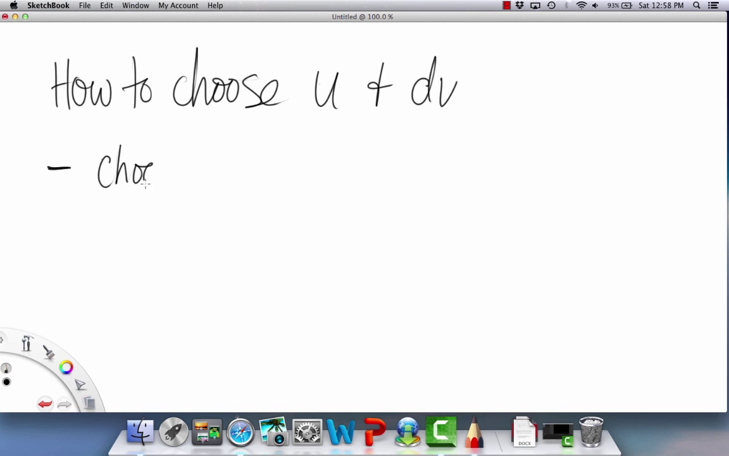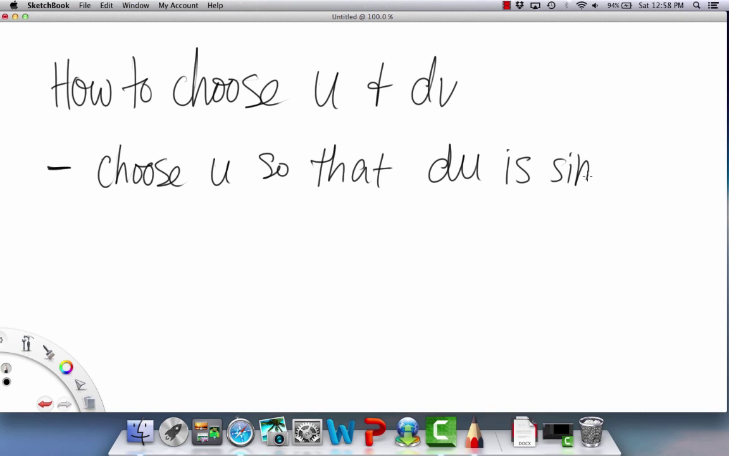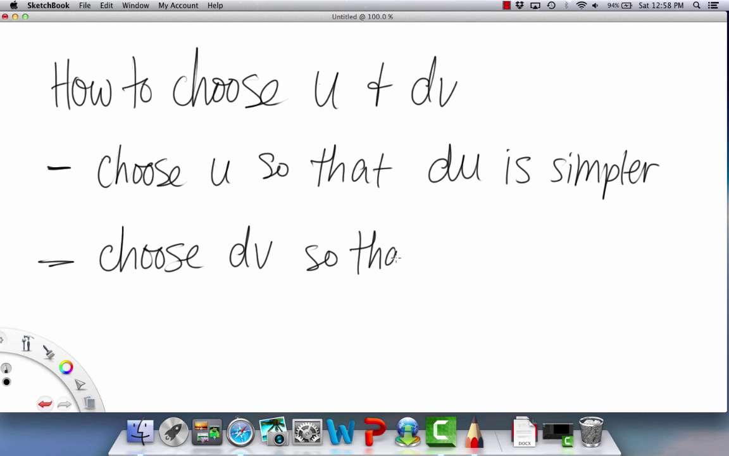So choose u so that your du is simpler. So when you take the first derivative, then it becomes a simpler term. And then you're going to choose your v, on the other hand, or your dv, right? So that you can calculate or evaluate the integral of dv. And this is the same thing as v prime, okay? So that this can be evaluated.